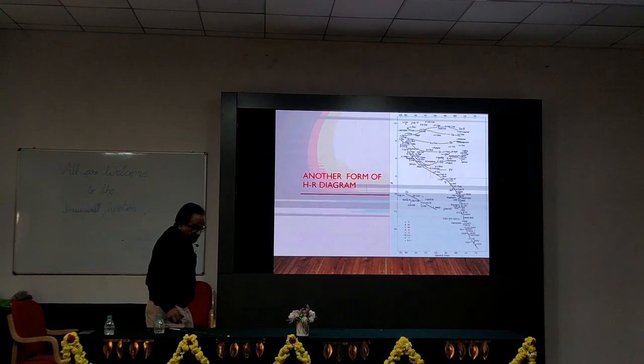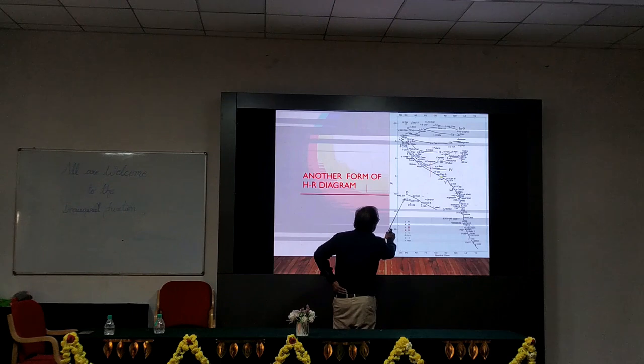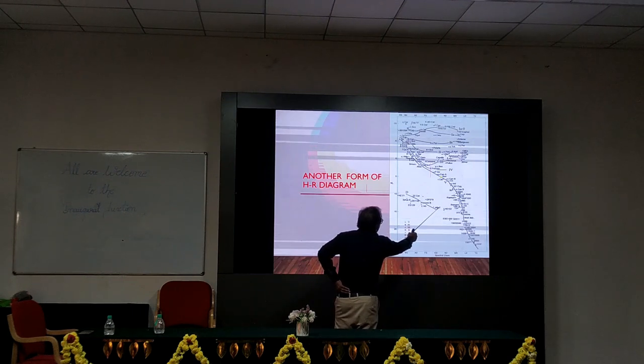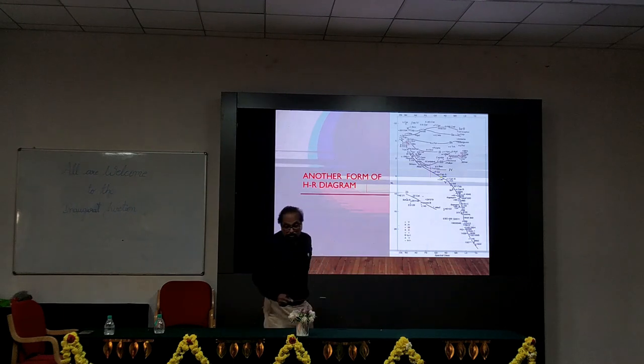Now, the other form of this HR diagram where you can see more number of white dwarfs. See here, more number of white dwarfs. Sirius B here, Procyon B, and so on. So a lot of them are occupying this particular corner.